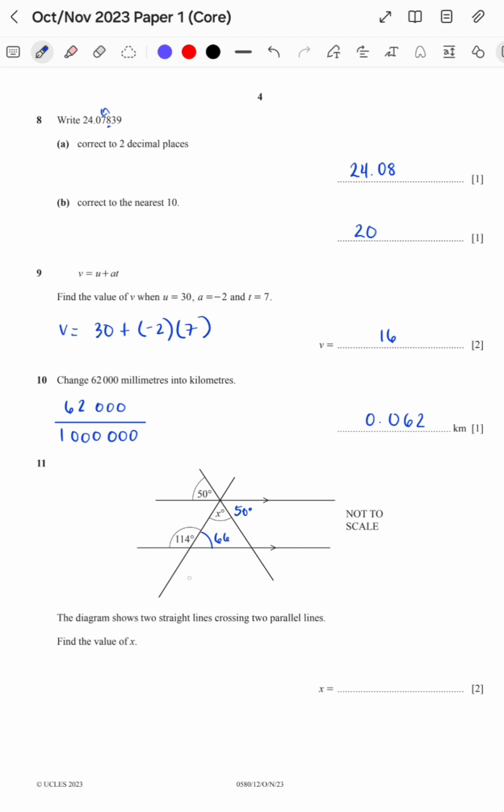Okay, let me just note this. This is 180 minus 114. You get 66 degrees. Okay, so if that's 66, that means this is also 66. And if this is 66 and 50, then 50 plus 66 is equal to 116 degrees. So 180 minus 116 degrees is 64 degrees, or your x.